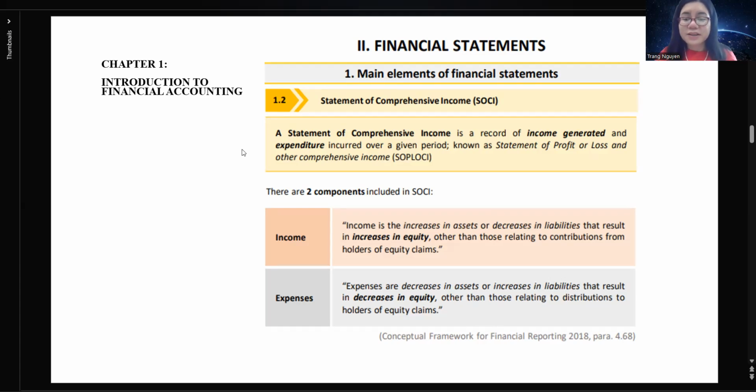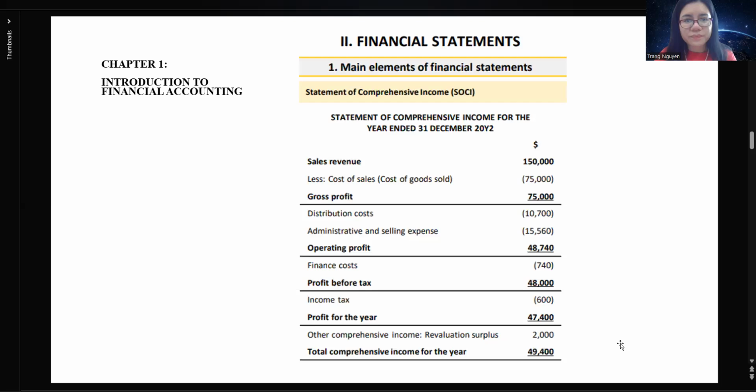So you can see very clearly the definition of income and expenses. It is based on the Conceptual Framework for Financial Reporting 2018, paragraph 4.68. And now we will have a chance to look at the screen for the sample, I mean the SOCI. As you can see here, the sales revenue is the first item in any statement of comprehensive income.